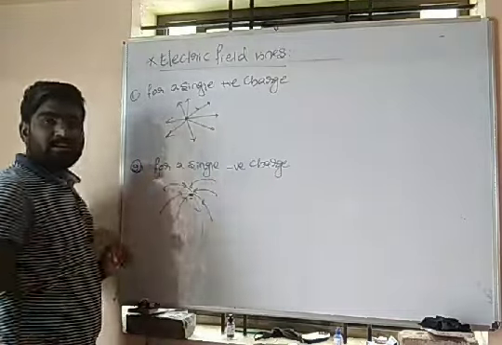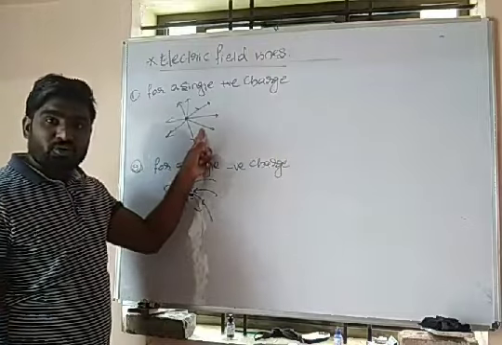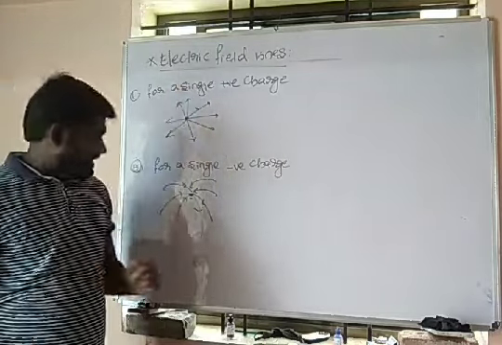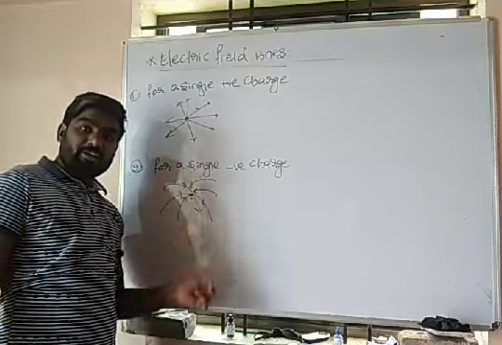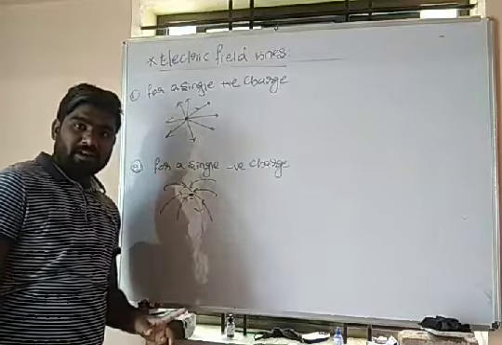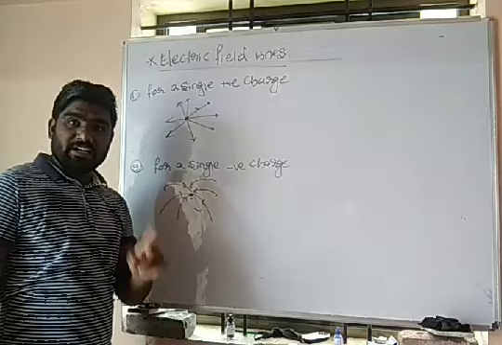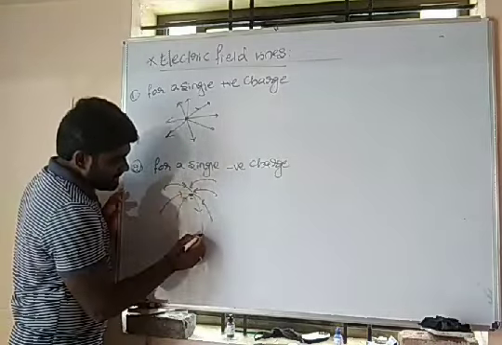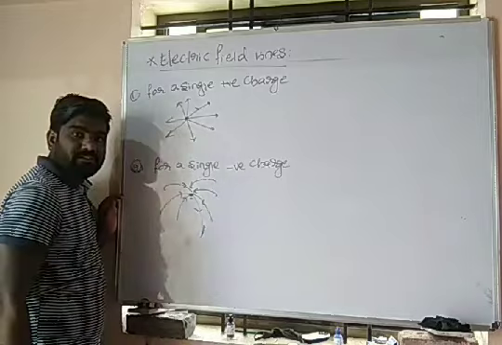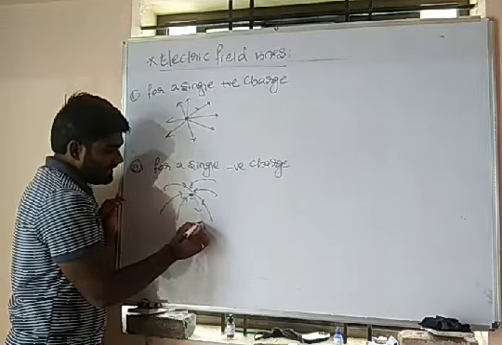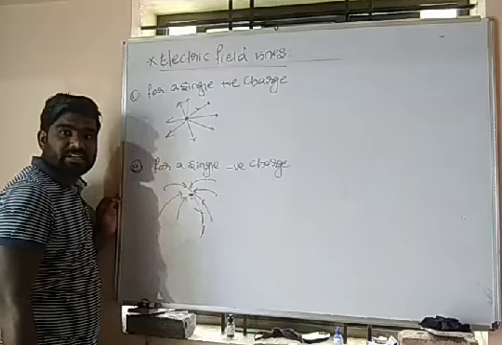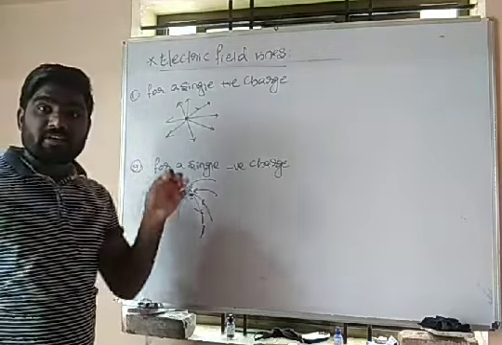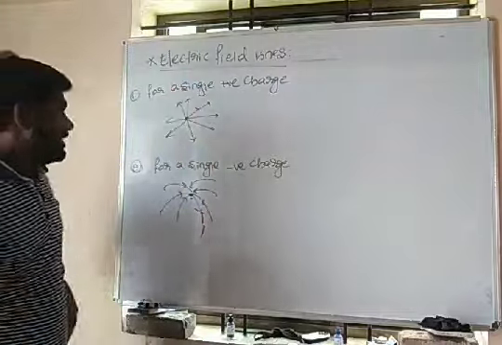In this case, I took a straight line, so the electric field will be along this direction. In this case, I took a curved path. If it is a curved path, the direction of the electric field can be understood like this: at this point, the direction of the electric field will be along this direction, and at this point, the electric field will be along this direction.